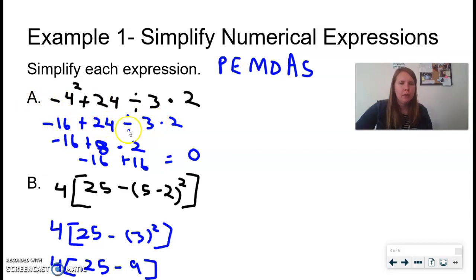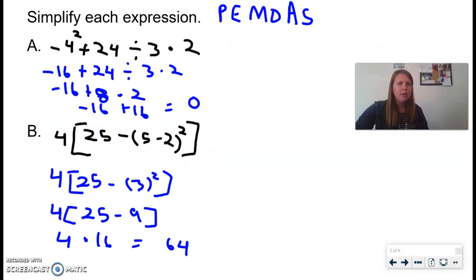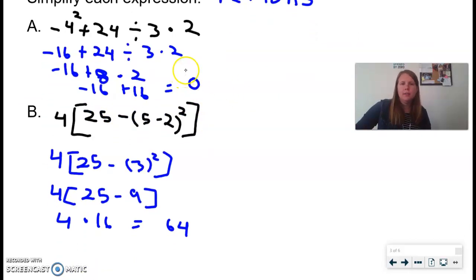So 24 divided by 3 is 8. Still have that multiplication of 2. Next step is multiplying the 8 and the 2 is 16. So then I have negative 16 plus 16. Well, they are additive inverses, and so I get an answer of 0. Maybe I'll box that in.